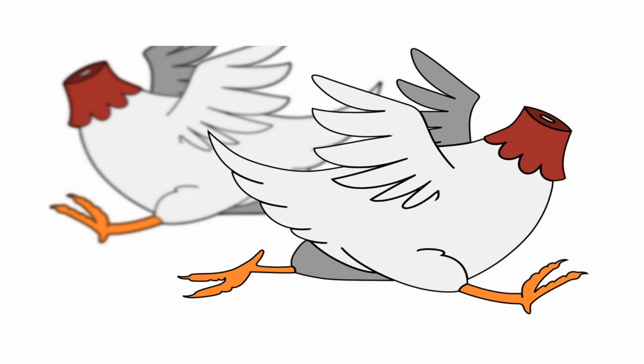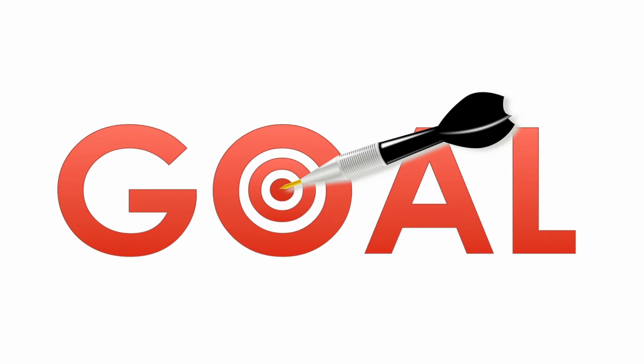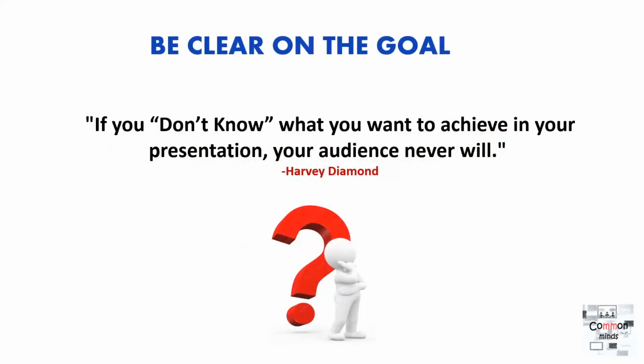The first and the most important aspect, even before you start writing your content, is the identification of the goal. You should be very clear in your mind what is the message you want to deliver to your audience by the time your presentation comes to an end. Once you are clear with your goal, you need to design your story or the content around the same. As Harvey Diamond said, if you don't know what you want to achieve in your presentation, the audience will never know. And even the audience might start running here and there like headless chickens.